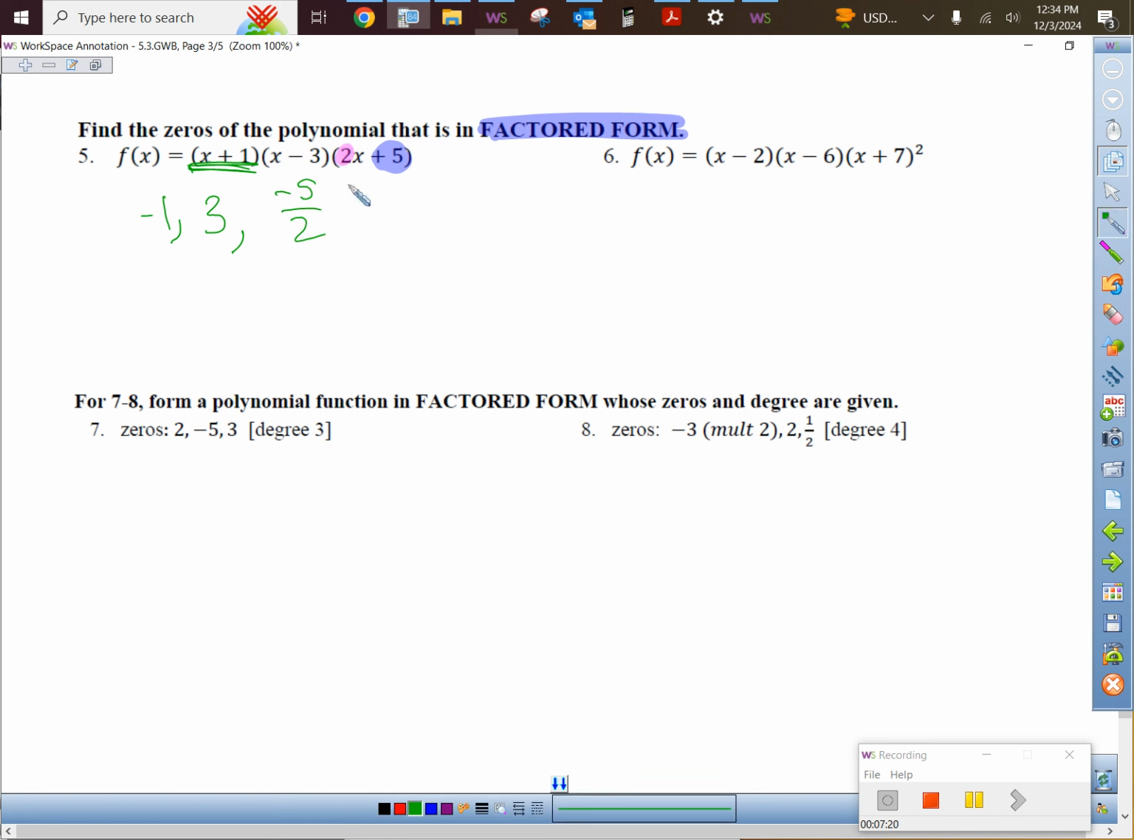That would make that 0 in that case. And then on our next one here, there's a cool little interesting thing of this quantity being squared. So we'll deal with him in a second, but 2 would make him 0, 6 would make that one 0, and negative 7 makes this 0. But because it is squared, that's going to have multiplicity. So we'll say multiple of 2.